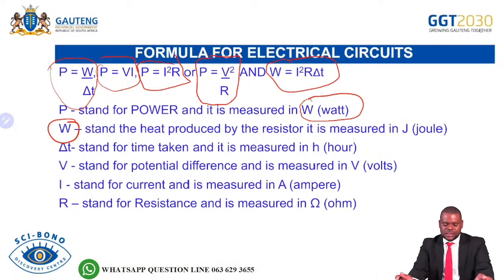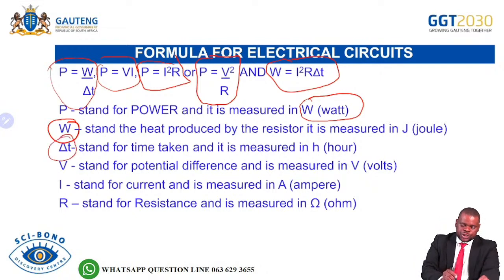This W that you see here stands for what? It stands for the heat produced by resistors and current, and is measured in joules. Or you can say it's energy. Are we together? And it's measured in joules. Are we together, Grade 12? Yes. Okay, now we come to change in time.